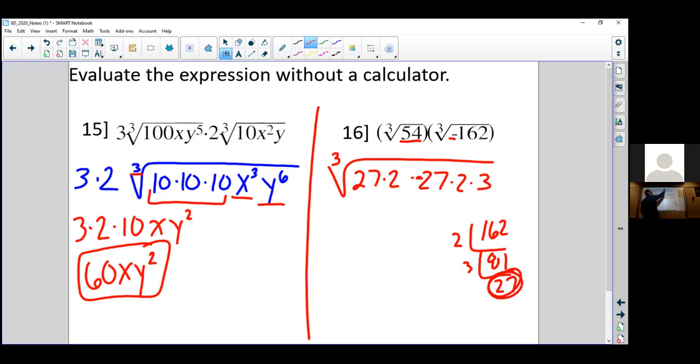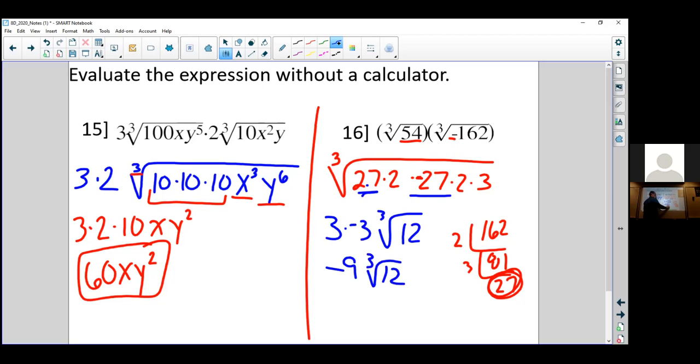Okay. Third root of 27, 3. Third root of negative 27, negative 3. Do I have any more 3 of a kinds in here? I have a 2 and a 3. I don't. 2 times 2 is 4. 4 times 3 is 12. Multiply outside, negative 9 third root of 12. Problem's done. Ooh, this is goofy. Oh, I think I'm almost done. Or am I done?